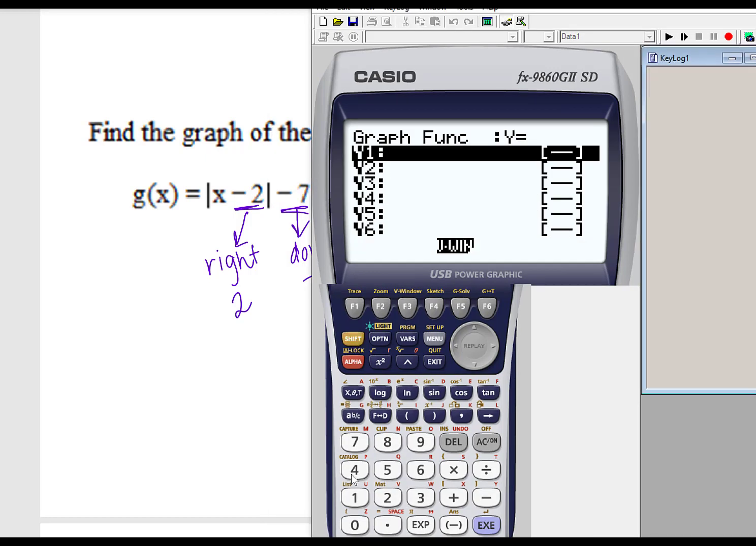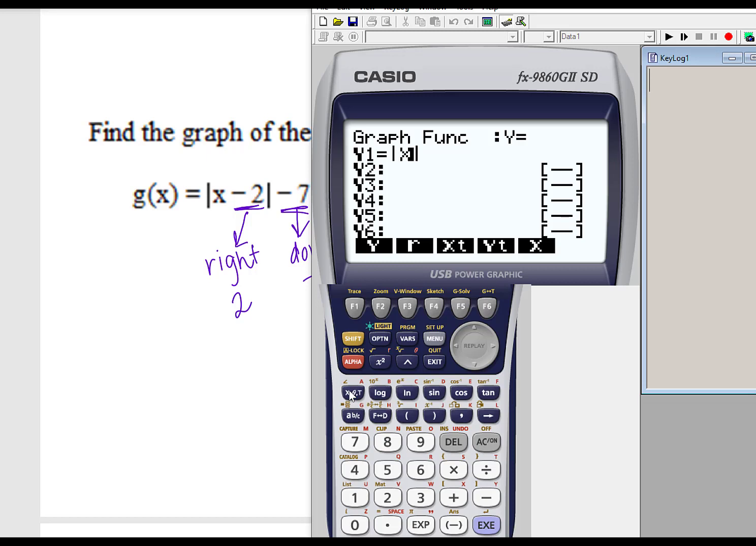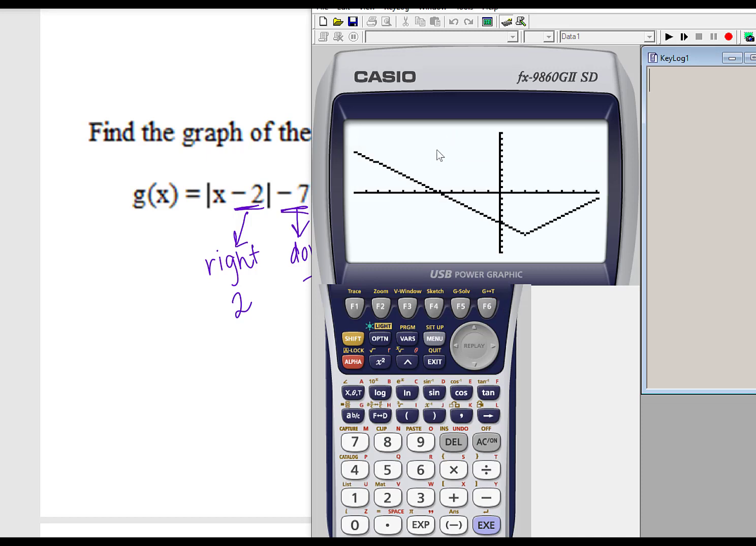So shift 4 to go to my catalog, take it down to ABS for absolute value. Then I'll do x -2, get out of the absolute value, -7. Okay, so look what happened. Here was my absolute value function, which looks like a spread out V, right? It shifted right 2 units, 1, 2, and then it shifted down 7.